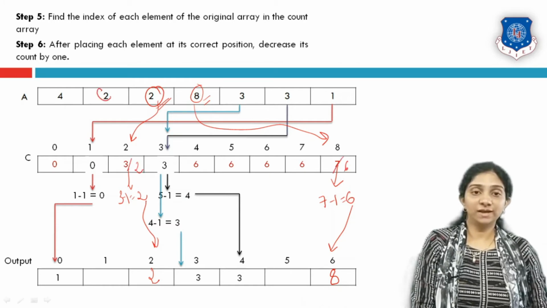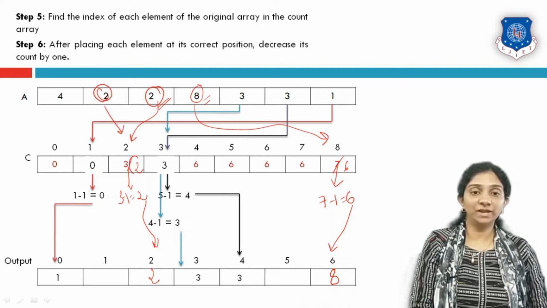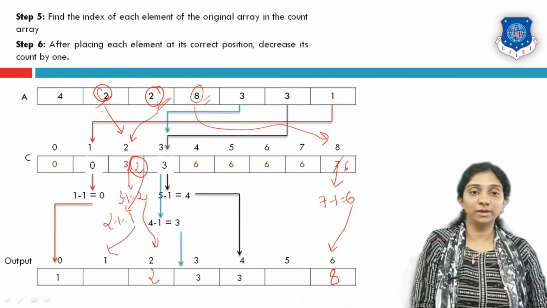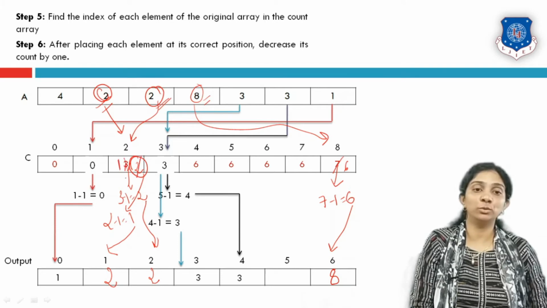Now the second last element is 2. Again go at index number 2. We will now get value as 2. Now we take this value, 2 minus 1 is equal to 1. That means we have to go at index number 1 and store the original value, that is equal to 2, at that location. And again update the count by decrementing it in the count array.